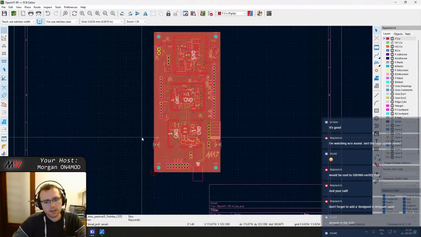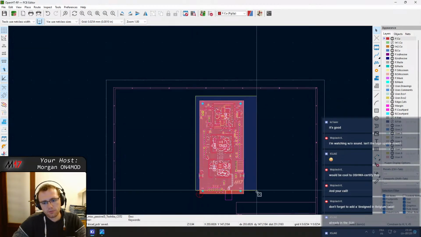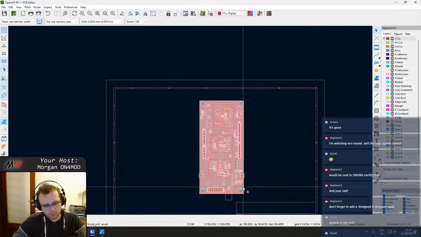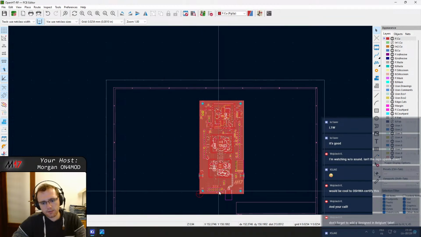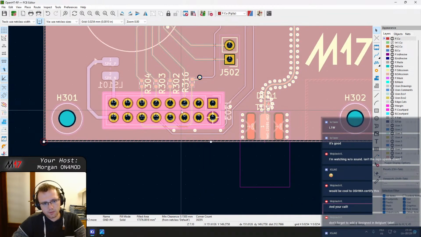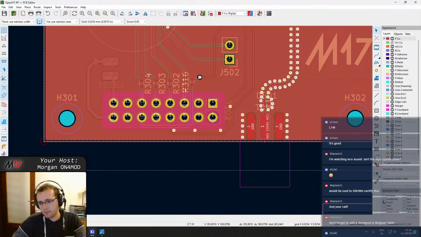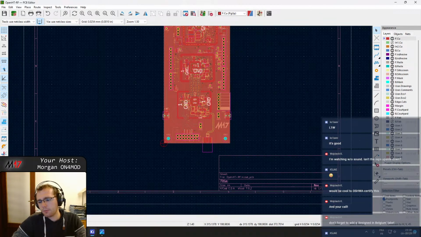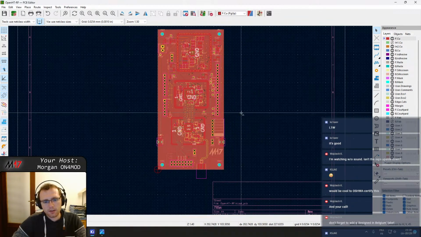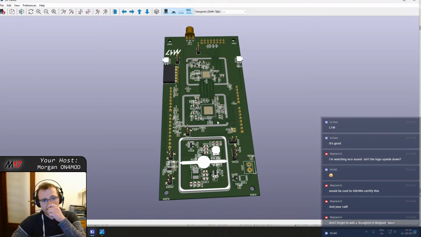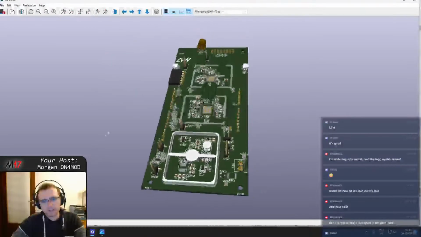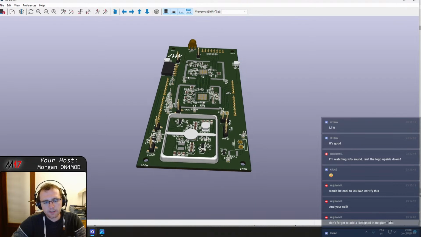But would it be easy to? Ah, yes, those are locked. No, I'm not gonna flip the board now because I don't want to get confused. I know the board as it's now. But yeah, we can have a 3D view just like this.